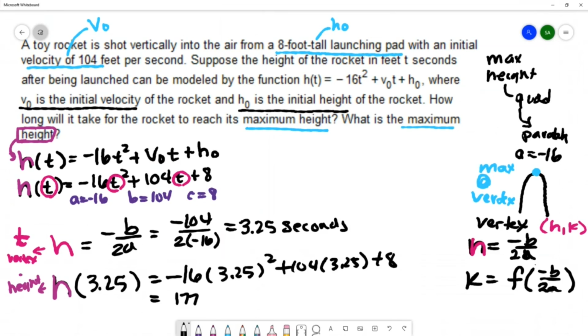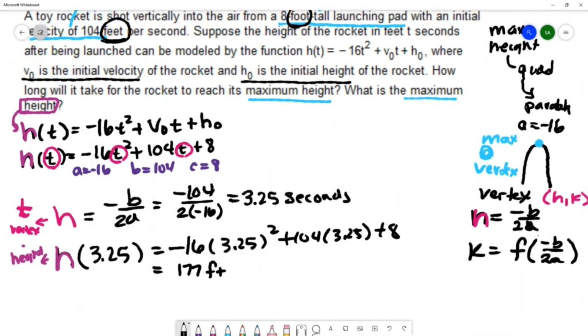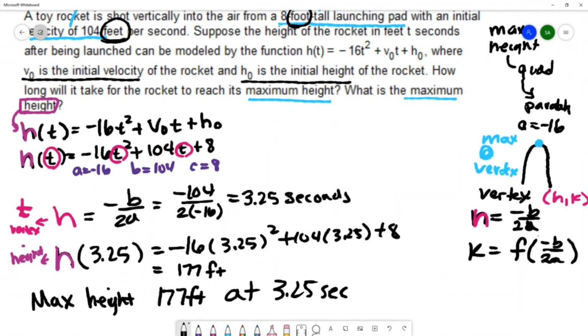And this is going to be in feet in this example. Notice our velocity is in feet, our initial height is in feet. So this will be in feet. So this rocket will get a max height of 177 feet at 3.25 seconds.